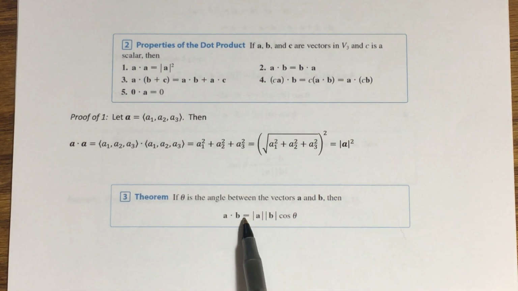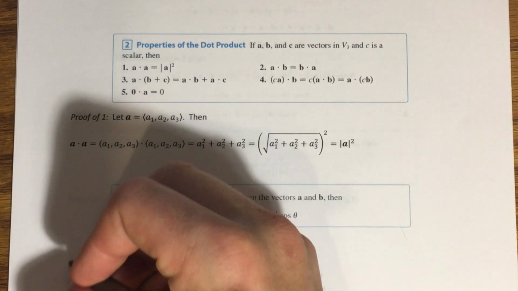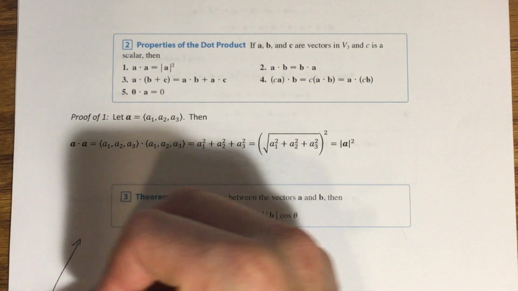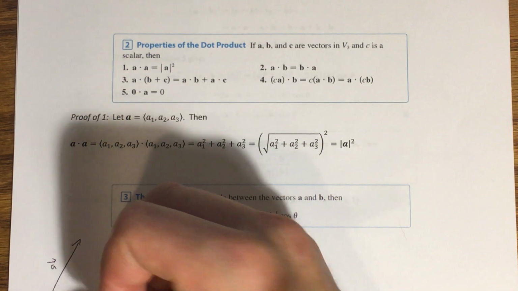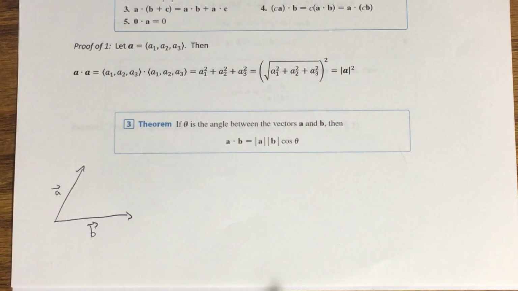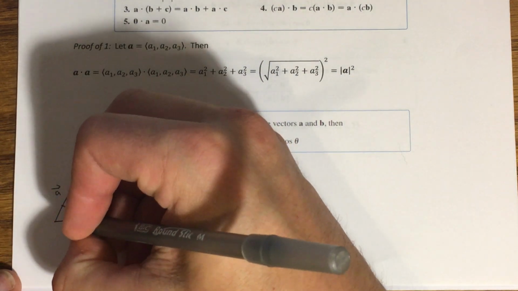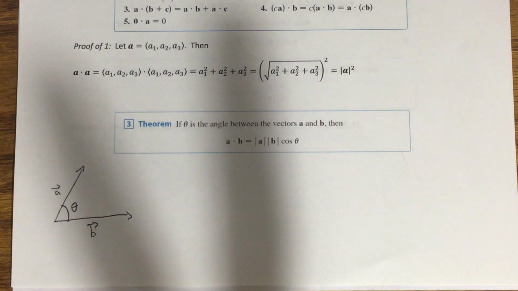So here's the next and probably more useful property of the dot products. So if you have two vectors, let's call them A and B like this, we can talk about the angle between those two vectors. Remember, vectors can be anywhere in space, but if we want to talk about the angle between them, we're going to think of the two vectors as having the same initial point like this. And we're going to think of the angle between them as the smallest angle between them.